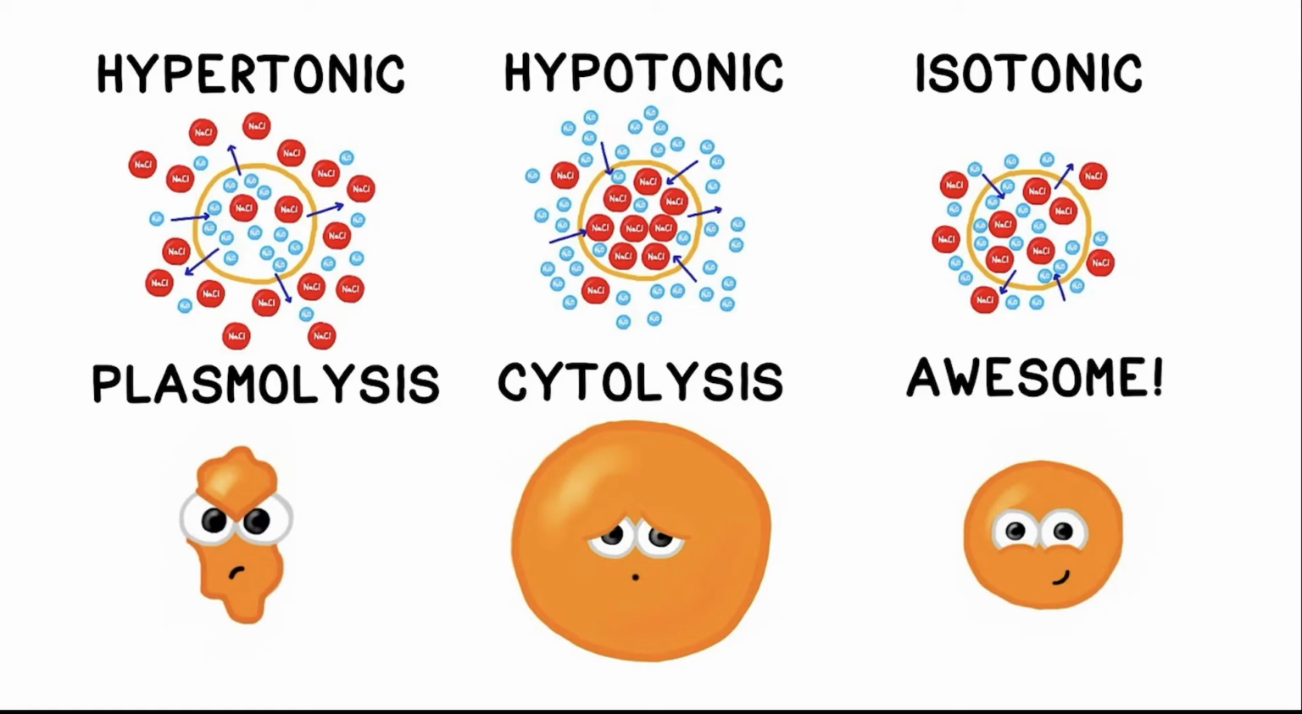Lastly, we have the most optimal level, which we describe as isotonic, where the concentration of water in and out of the cell is balanced, and so the movement in and out of the cell is also balanced or at equilibrium.